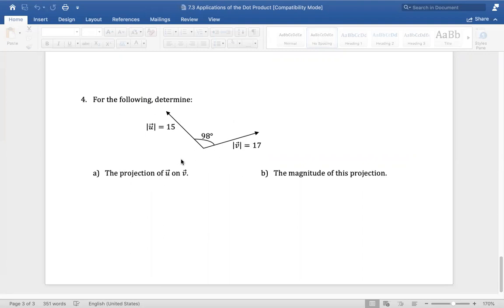So where's the shadow going to end up if I'm between 90 and 180? Because you can see there 98 degrees. You can kind of already foreshadow what's going to happen, right? And then let's figure out the magnitude and that length of that shadow vector, of the projection vector.